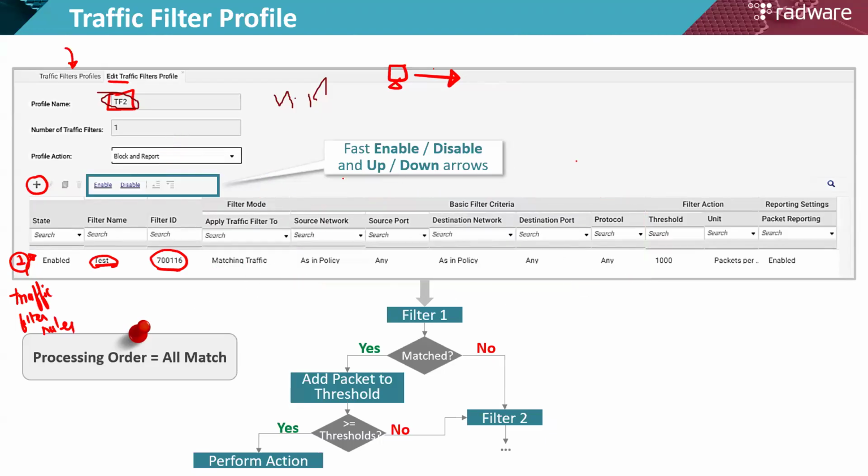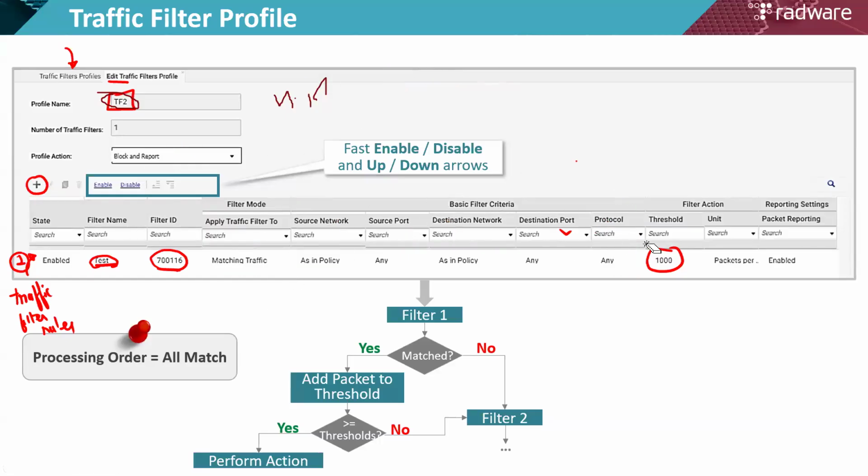And we don't directly block it. We wait for a certain threshold. I'll explain how that works, but right now, just make sure that you understand this. So if the client traffic comes in and it is matching the criteria which is set here, we will apply the traffic filter to the matching traffic, and the action is to block and report.